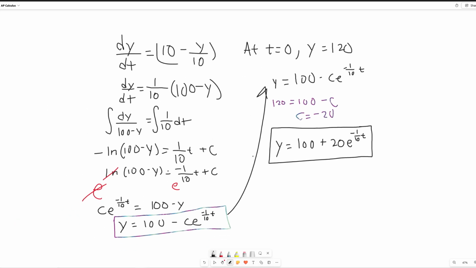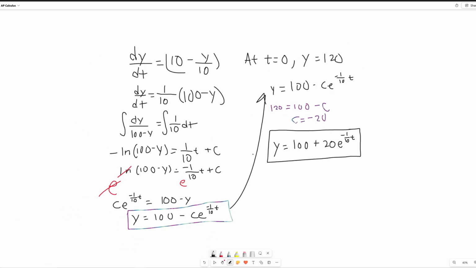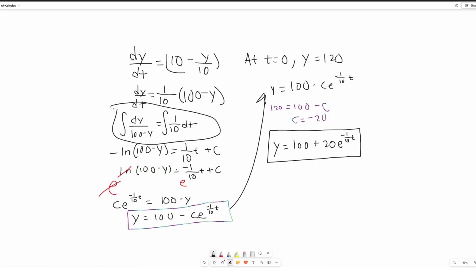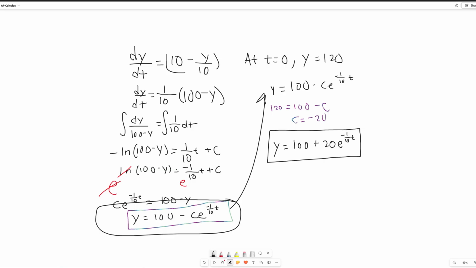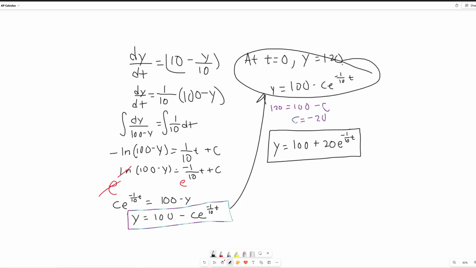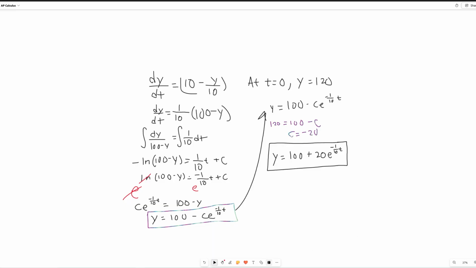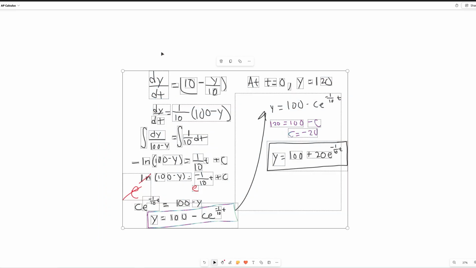On an FRQ, which you will very likely have a separation of variables on, this is literally half the points. Doing this step, separating your variables, finding the correct integrals, finding your general solution, plugging in your C value and getting your specific solution. That is half the points on the FRQ. So if you don't know how to do this, you need to study up because it is very important.